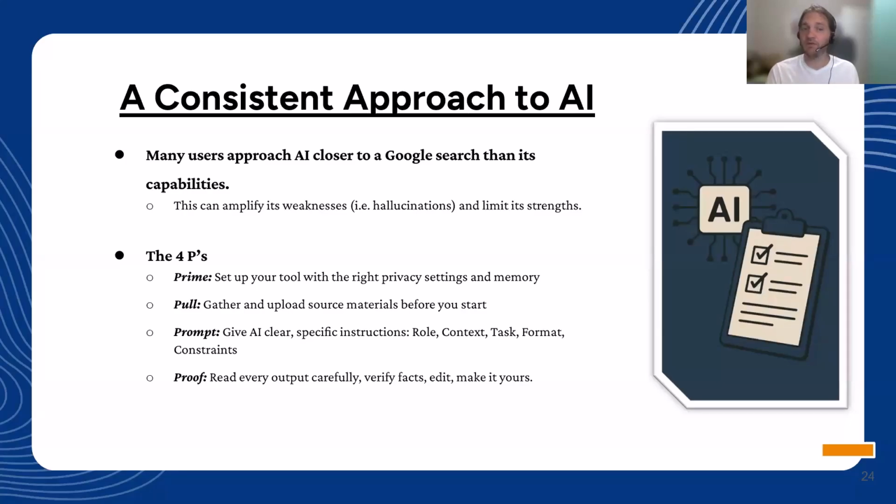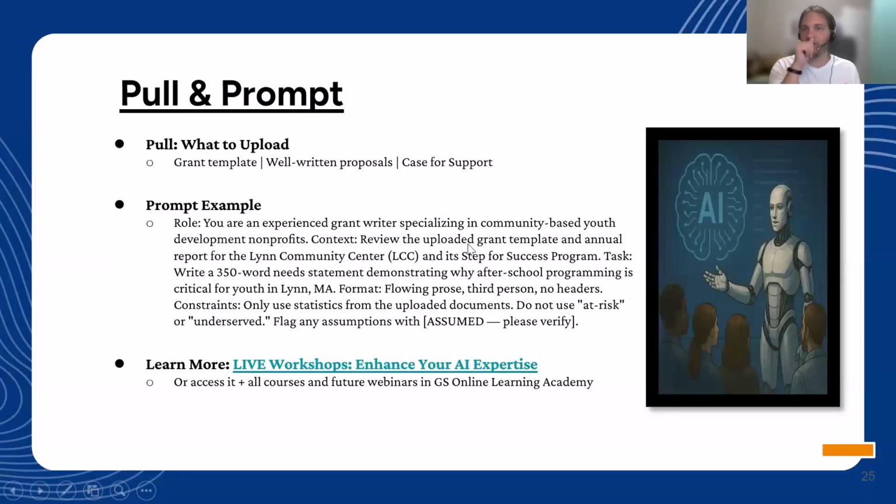And then we prompt it. We give AI clear, specific instructions, focusing on things like its role, the context, the task you want it to do, the format you want it to come out in, and any constraints you want it to be aware of. And then proof. Proof is reading every output carefully, verifying facts, editing, making it yours. That one is non-negotiable.